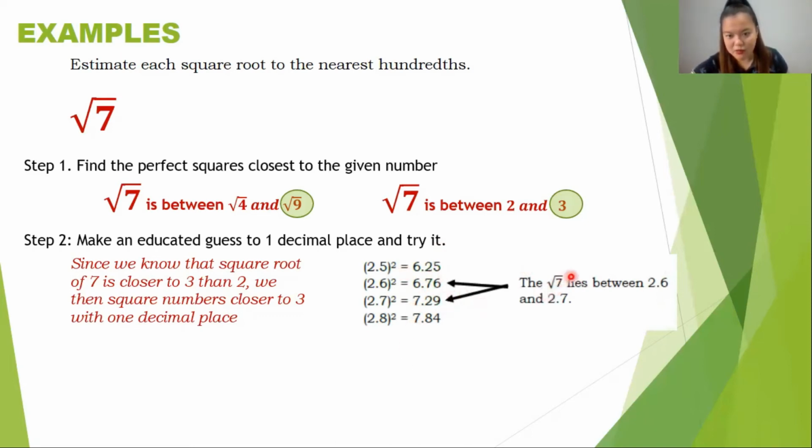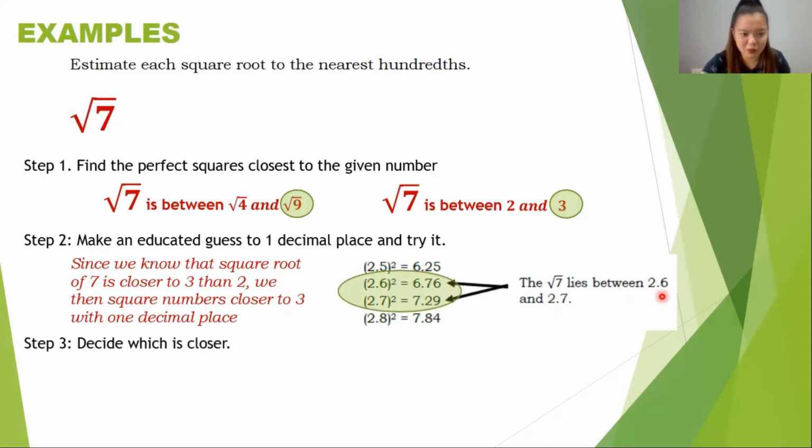But since the square root of 7 lies between 2.6 and 2.7, because yung 7 ay nasa gitna ng dalawang number na ito. So again, what are the numbers that are between 2.6 and 2.7? Kasi hundredths yung sinasabi niya and nasa tenths pa lang tayo. So we have 2.61, 2.62, 2.63, 2.64, 2.65, 2.66, 2.67, 2.68, 2.69, and 2.70 at 2.7. Ganon.